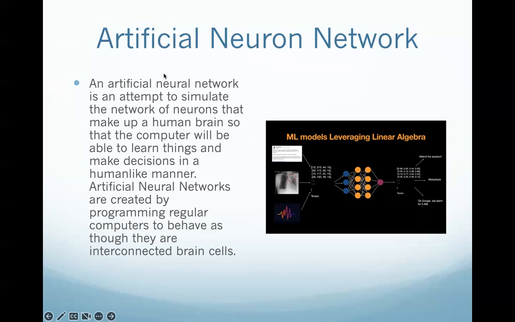Artificial neural network. An artificial neural network is an attempt to simulate the network of neurons that make up a human brain so that the computer will be able to learn things and make decisions in a human-like manner. Basically, we are trying to create the same thing that we have in our mind. But the computer doesn't understand in the same way we understand. If you look at the right side of the screen, in the photos there is a text. However, the PC does not understand like we see. It sees numbers, like we are looking at an X-ray.